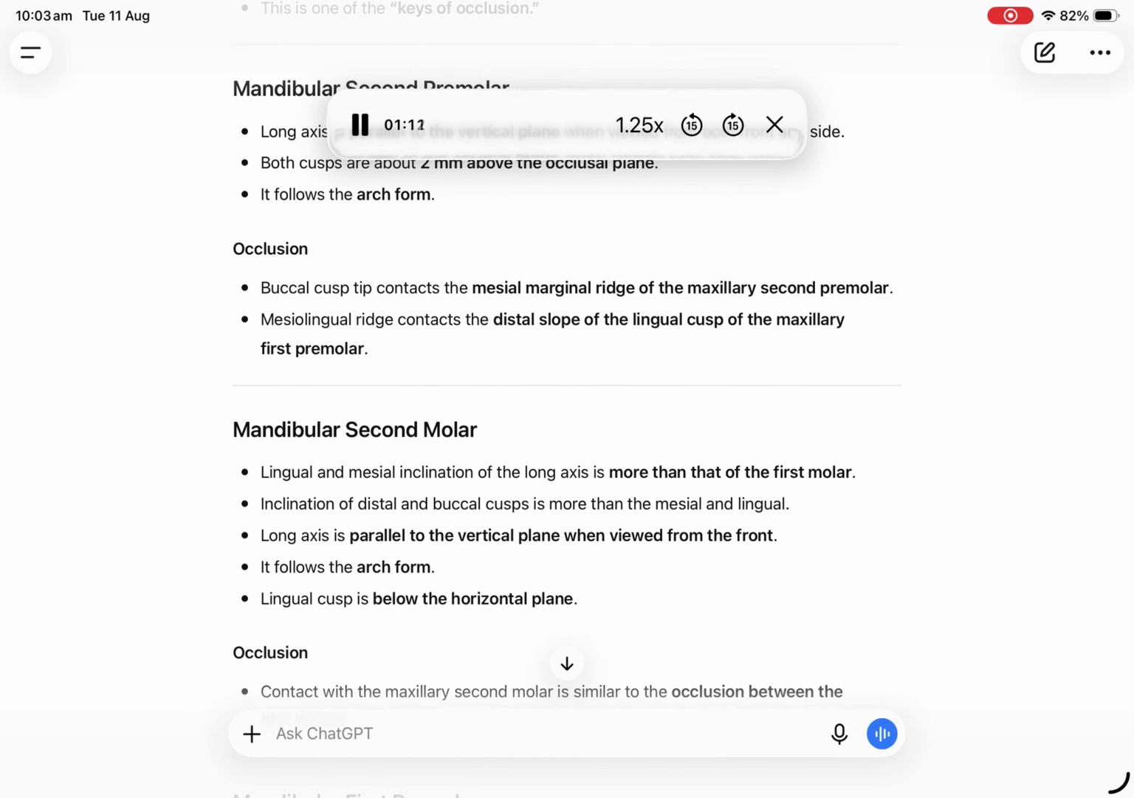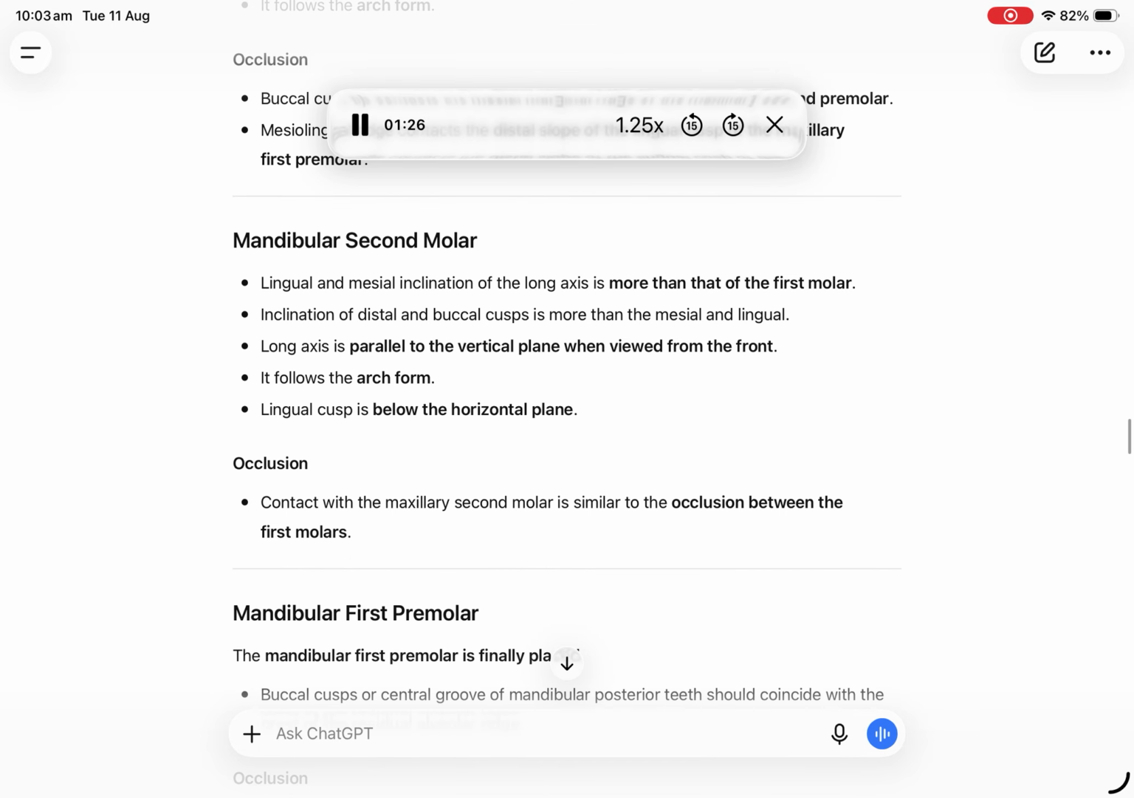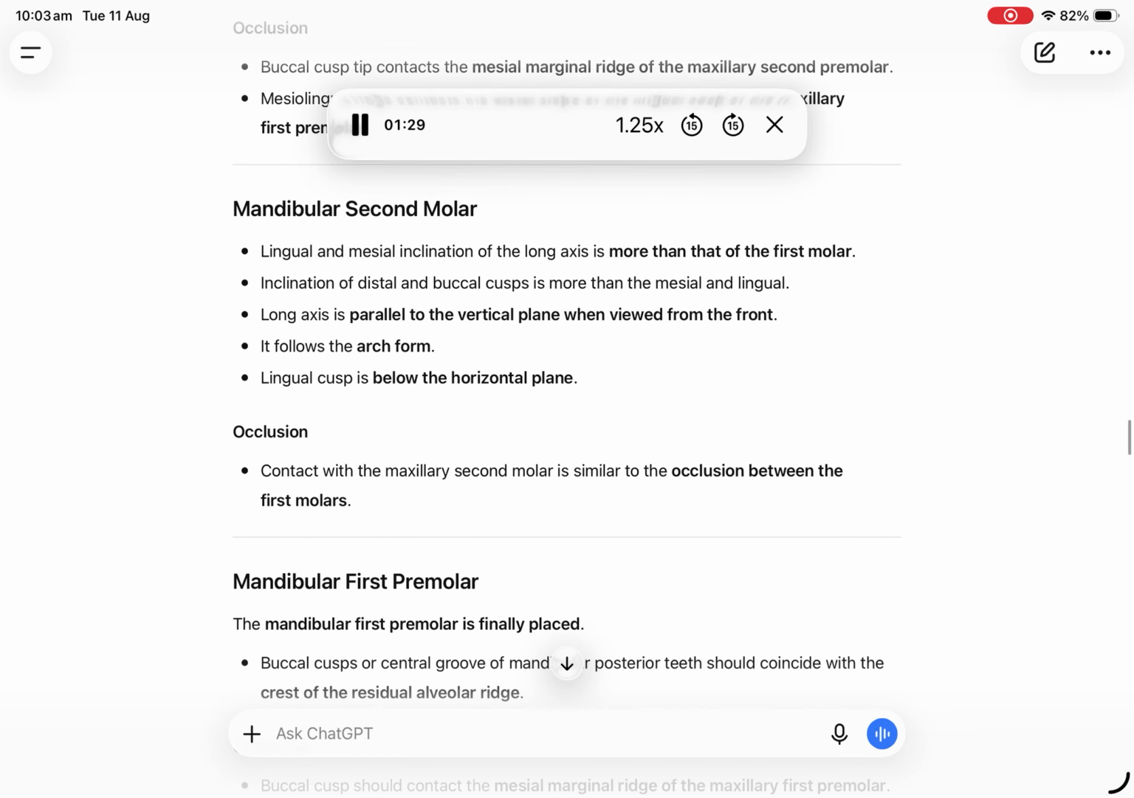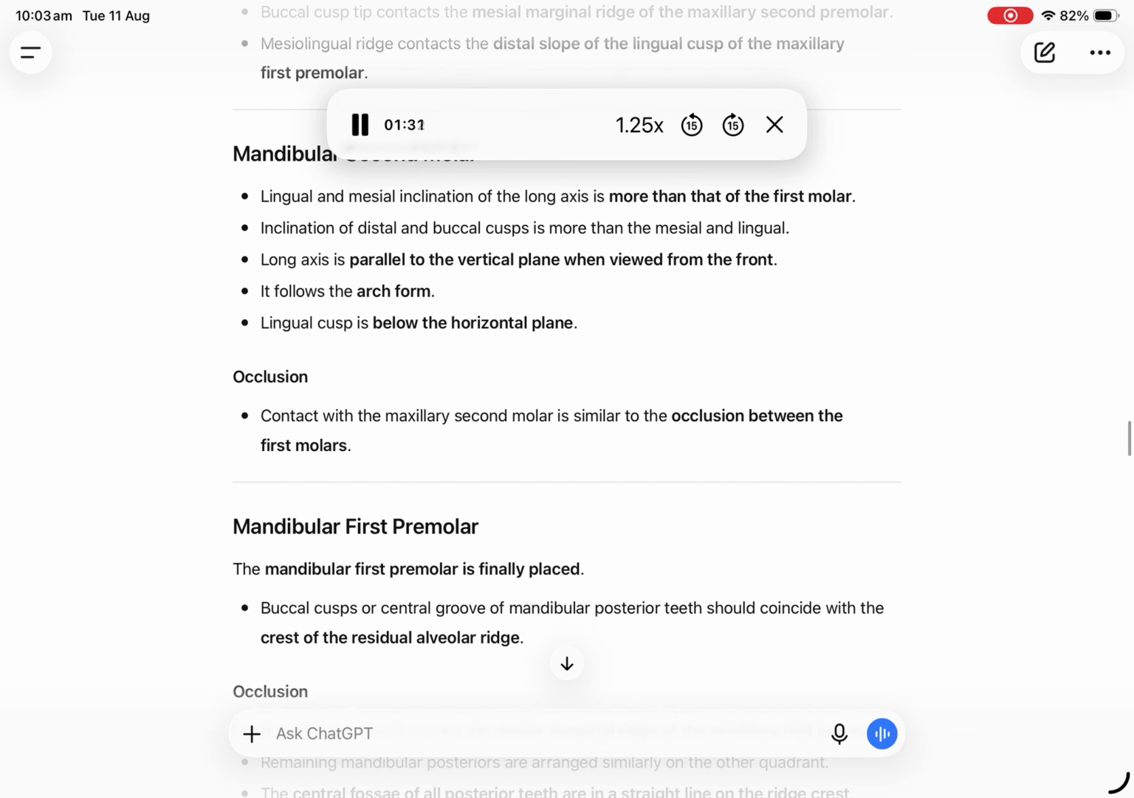Mandibular second molar. Lingual and mesial inclination of the long axis is more than that of the first molar. Inclination of distal and buccal cusps is more than the mesial and lingual. Long axis is parallel to the vertical plane when viewed from the front. It follows the arch form. Lingual cusp is below the horizontal plane. Occlusion. Contact with the maxillary second molar is similar to the occlusion between the first molars.